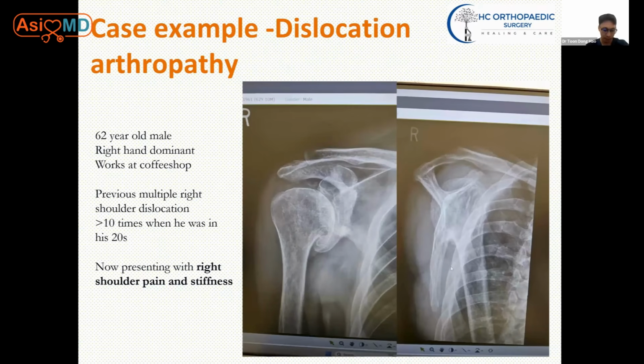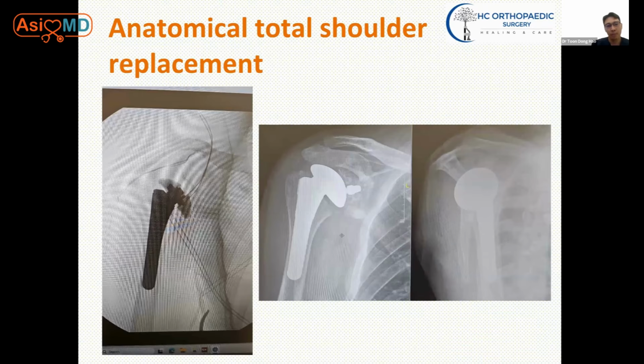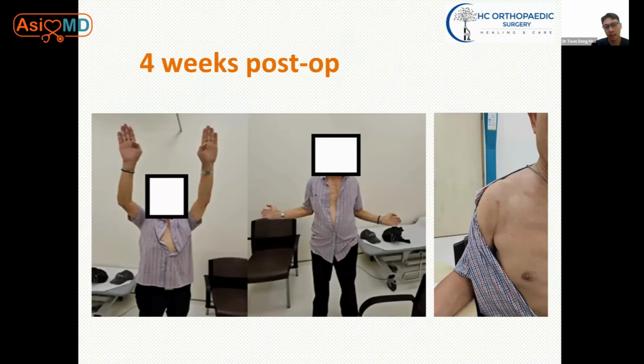This is a case example of a patient who has developed dislocation arthropathy. It's a 62-year-old man. He had more than 10 times dislocation when he was younger and now presents with severe pain and stiffness affecting his sleep. On the radiograph, you can see that there's a goat's beard deformity with loss of joint space, and this is advanced glenohumeral arthritis. So he ended up having an anatomical shoulder replacement done, and this is him at 4 weeks, quite happy with the results.